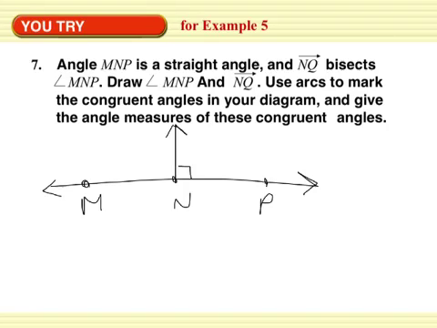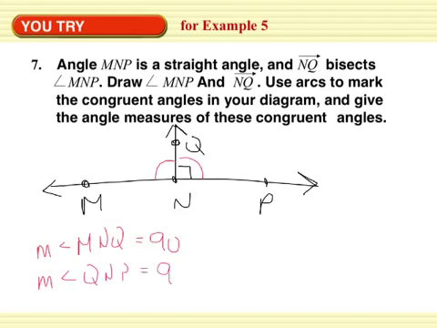Draw angle MNP, and ray NQ. Use arcs to mark the congruent angles in your diagram. I have an arc here and an arc there, and give the angle measures of these congruent angles. The measure of angle MNQ is 90. The measure of angle QNP is also 90. And that was the you try that I did for you.